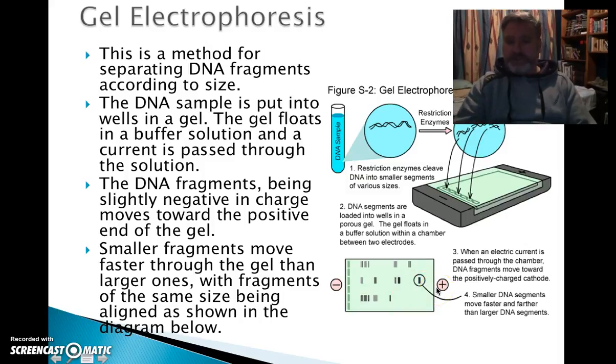Because the DNA bits are charged, they move away from the negative end, as likes repel, towards the positive end, and unlikes attract. Law of electrostatics, isn't it? Something like that. And of course, they also move at different speeds. So the bigger the strand, the slower it's going to move.